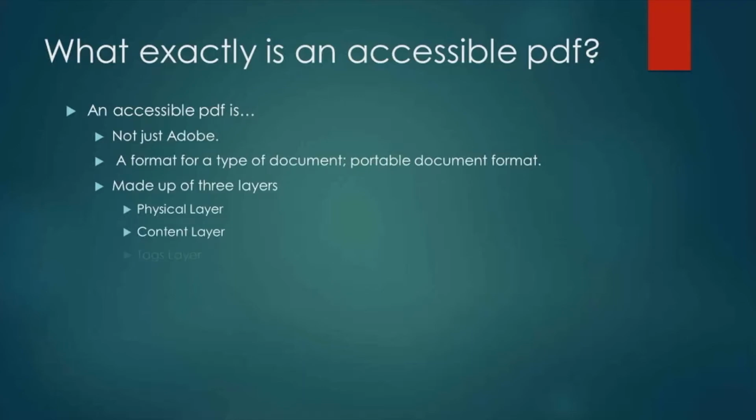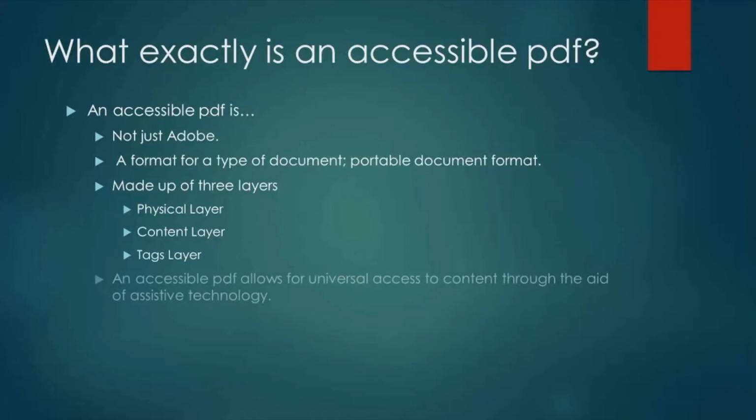And then finally, for purposes of 508 compliance, we have what's known as a tags layer. The tags layer becomes really, really important because that is really going to be the key or the legend that our assistive technologies are going to use to be able to access the information that's in our content layer. And really that's what the accessible PDF does: it allows for universal access to content through the aid of an assistive technology. So what is an assistive technology?